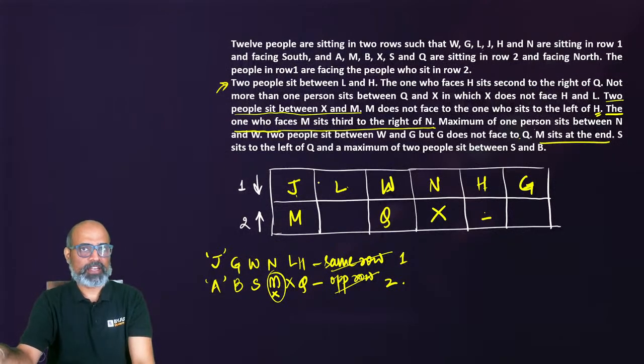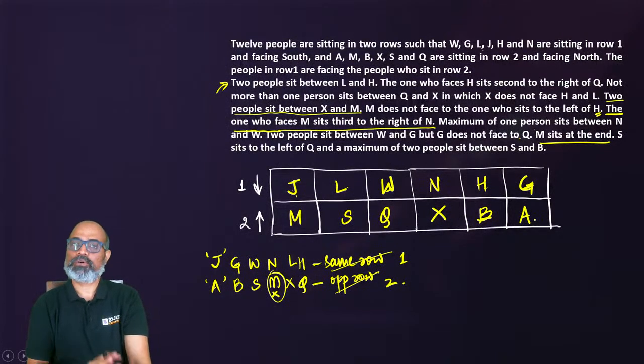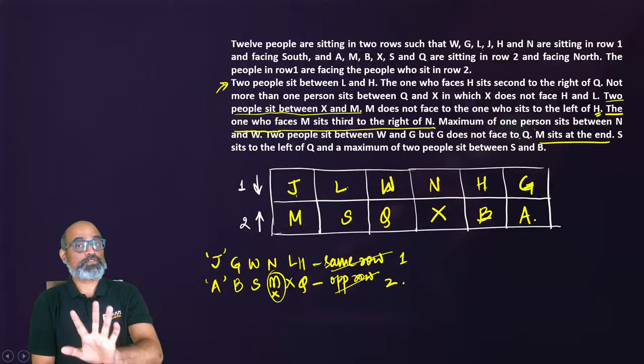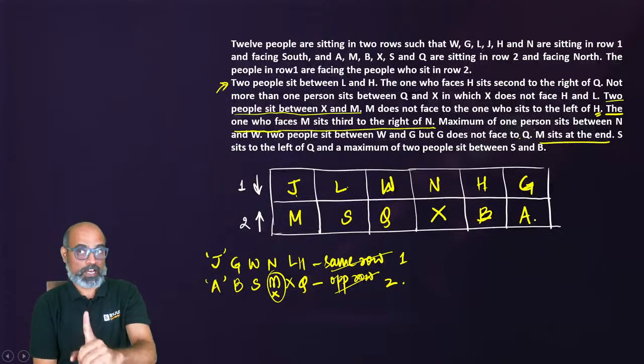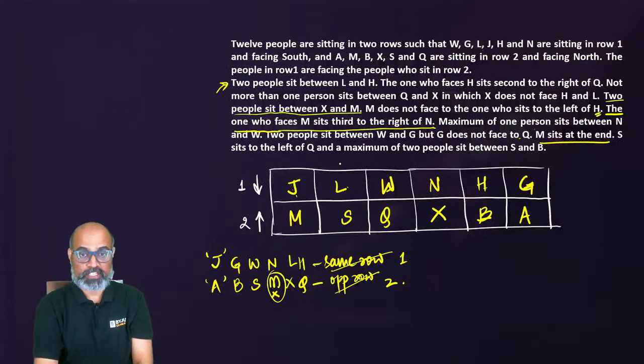Let's find out the remaining three people at the bottom, the second row. Maximum of one person sits between N and, that is for row 1. S sits to the left of Q. So this is Q, so this is to the left of Q. And a maximum of two people sit between S and B. So the only place B can go is over here. And we are left with only one person who is A, which will go at the second row, the other end. So this is one of the possibilities, because we have not checked the remaining ones, because we fixed L and H over here.